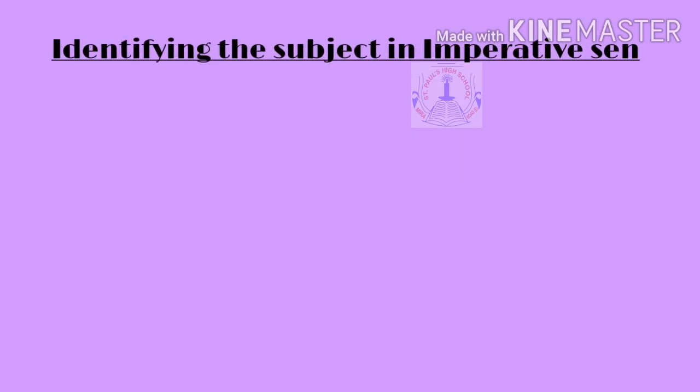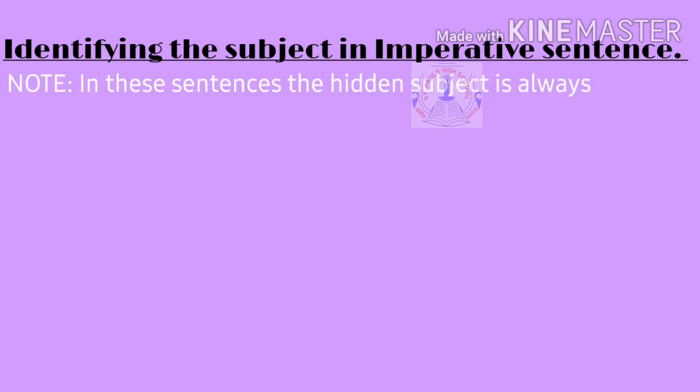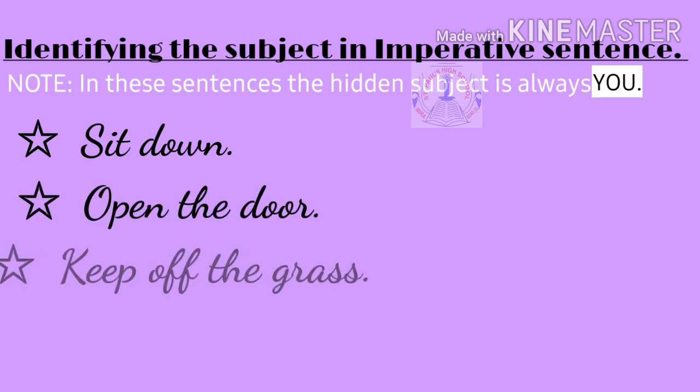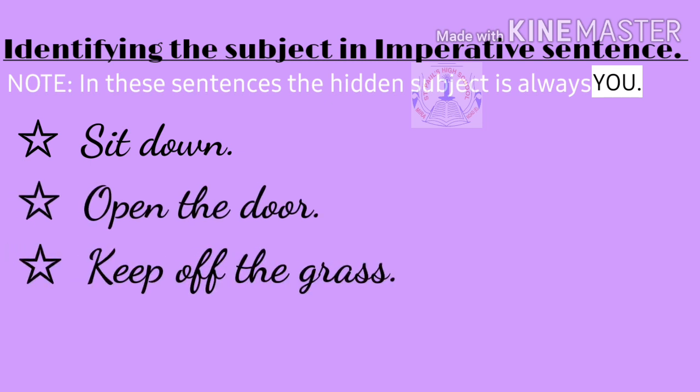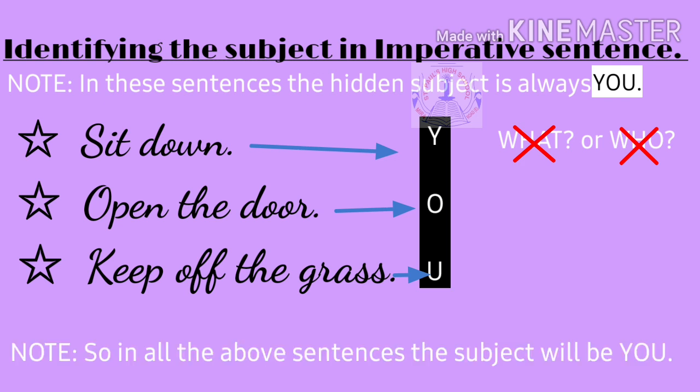Identify the subject in an imperative sentence. What are imperative sentences? Sentences of order, request, or advice are called imperative sentences. In these sentences, the hidden subject is always you, Y-O-U. Let us get the examples: sit down, open the door, keep off the grass. We cannot ask the question what or who here. Therefore, in an imperative sentence, the subject is you. If we have to pick out the subject in sit down, the answer will be you. In all such sentences, the subject will be you, and sit down, open the door will be the predicate.